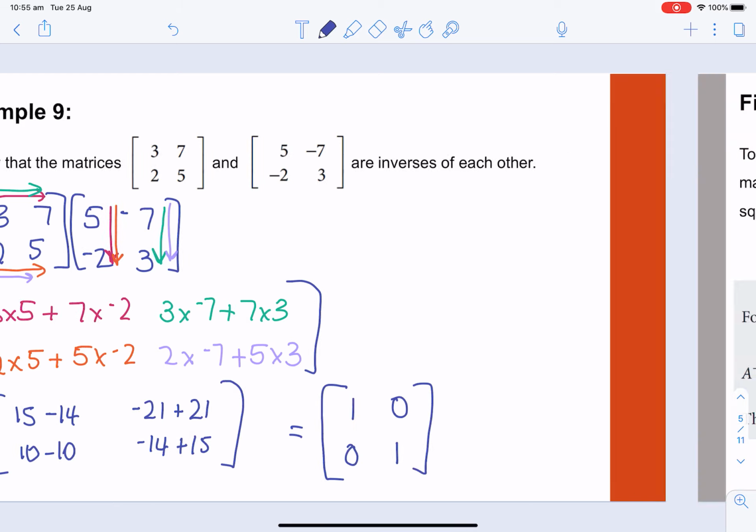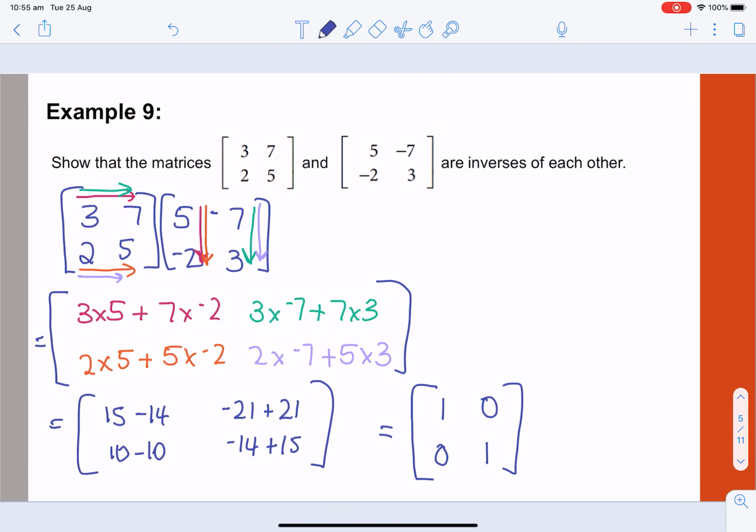We actually have the ability to switch it around the same way and we still end up with exactly the same number. Whether you go the first matrix times the second matrix or the second matrix times the first matrix, in this instance you will still end up with the identity matrix.